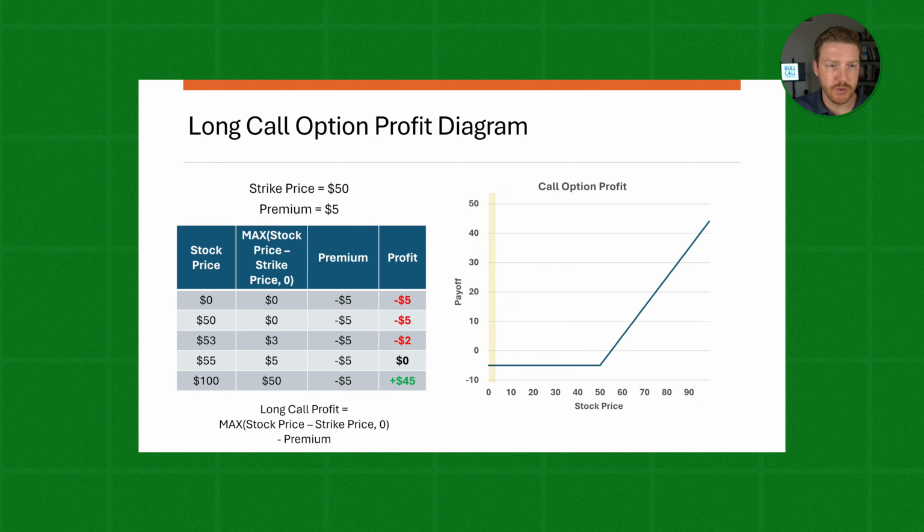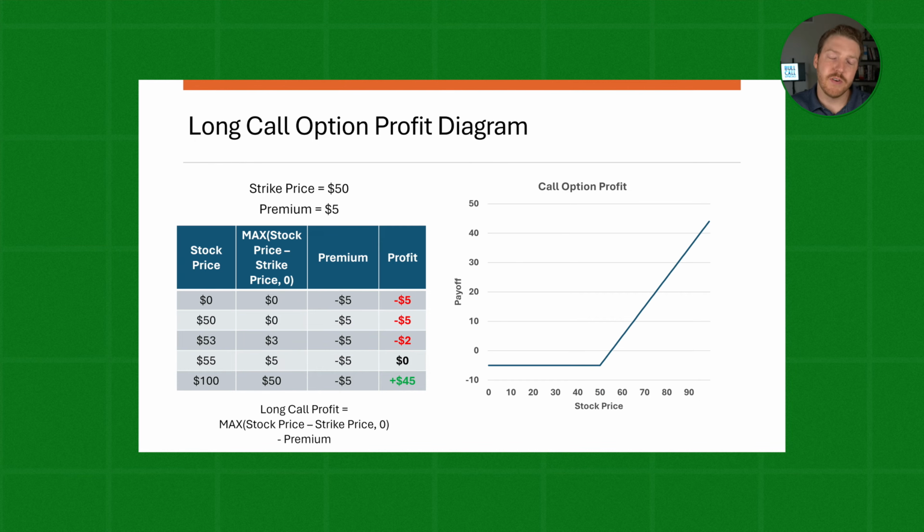So in the column that I've labeled max of stock price minus strike price or 0, we're just going to put $0 because we won't exercise the option. However, we did pay a premium of $5 to get the rights to this option in the first place. So our profit at the end of the life of this option is that we have actually lost $5. And it's the same scenario if the stock price is 50, because we would not exercise this option. We're not going to buy something for 50 that's only worth 50. There'd be no point in doing this exchange. So we've lost 5 again.